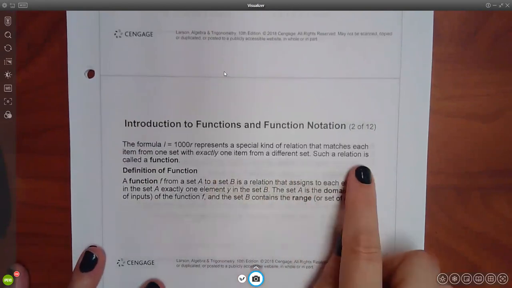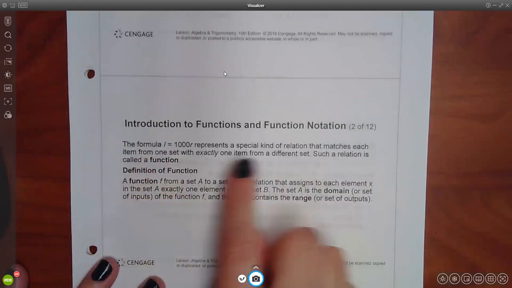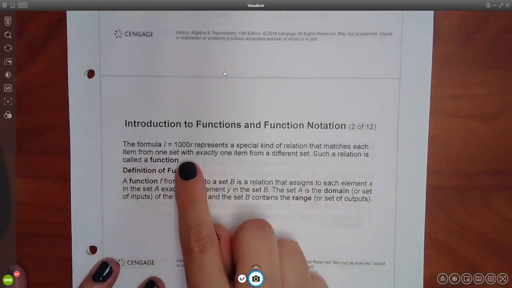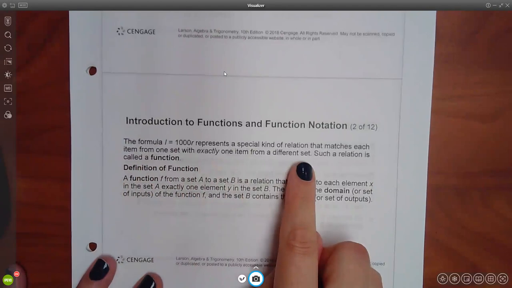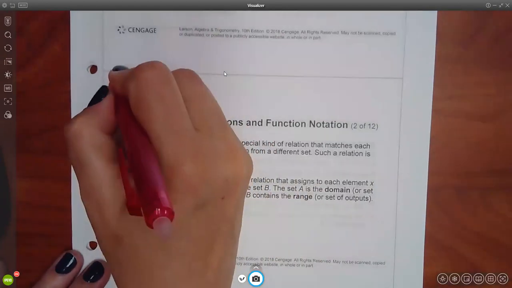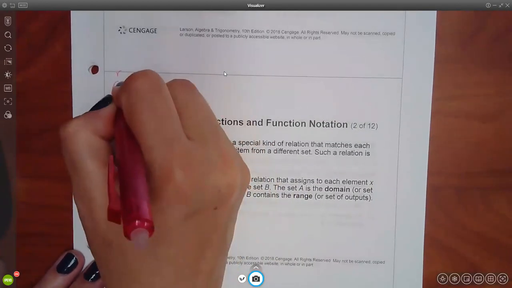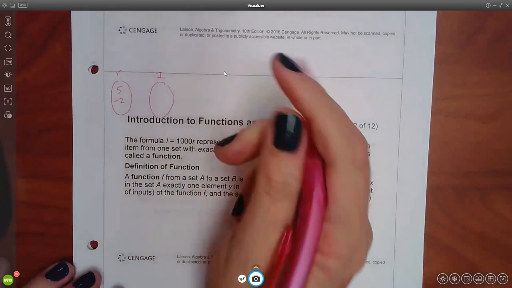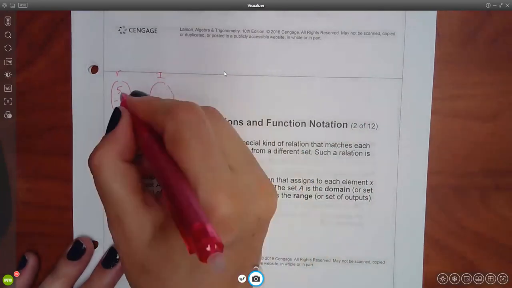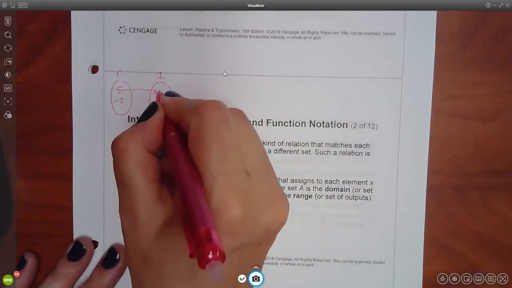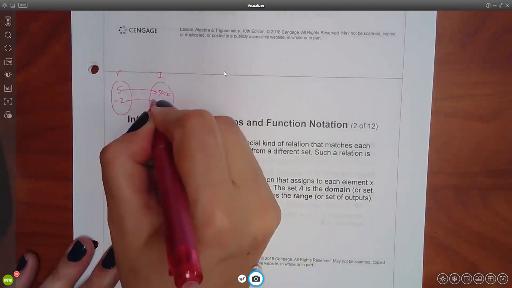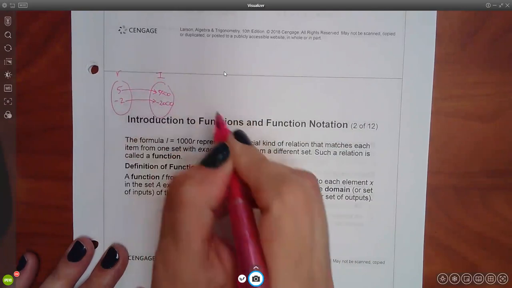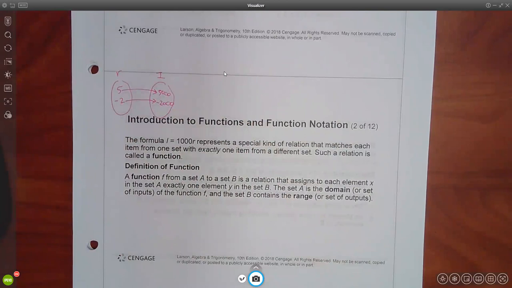That's what this sentence is saying. That each item from one set with exactly one item from a different set. So it just matches them. So you have R here, and then the numbers I chose to plug in, and then you have I here. The circle represents all the values that could possibly happen, but the 5 would map exactly to 5,000. The negative 2 would map exactly to negative 2,000, right? So each item in the first set maps to one item in the other set.